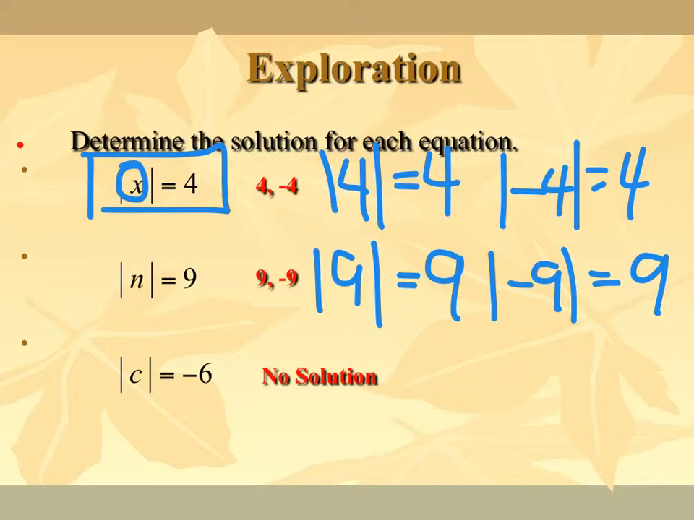Now, there is no number where when you take the absolute value that will give you a negative answer, because absolute value always makes your answer positive. Therefore, there is no solution to that problem.